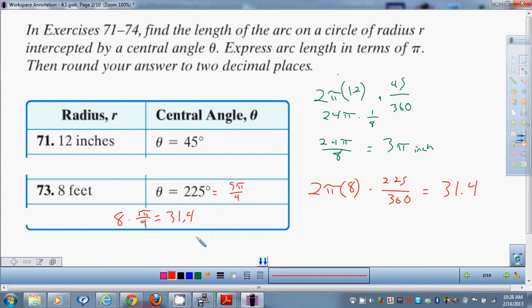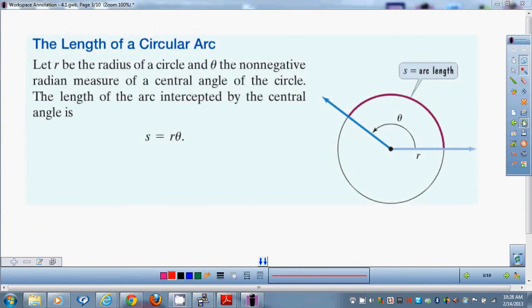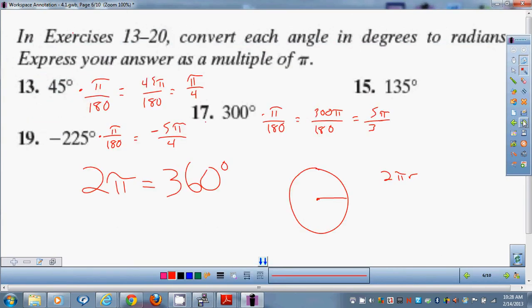Now, if we multiply by pi over 180 to get radians, then to go the other way, all you do is flip that. Multiply by 180 over pi.